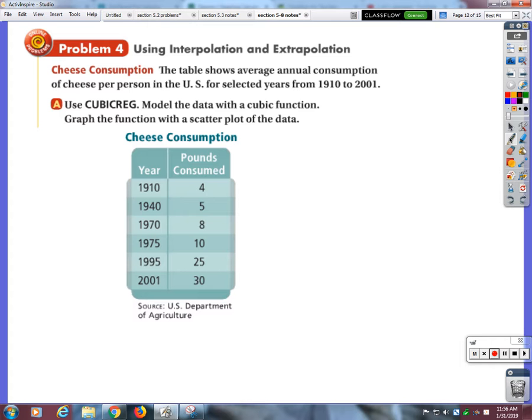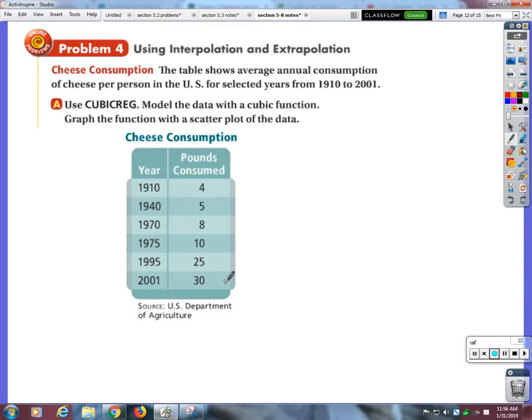And what I think is a little surprising is how much it has gone up. That in the 40s, you were only eating about 5 pounds of cheese per person a year. In 2001, that's all the way up to 30 pounds of cheese per person per year, okay? I like cheese too, okay?